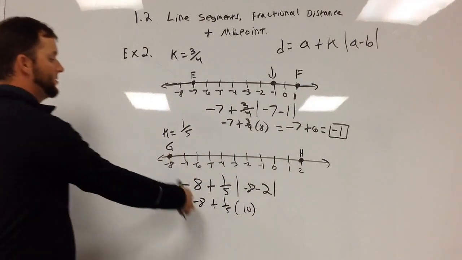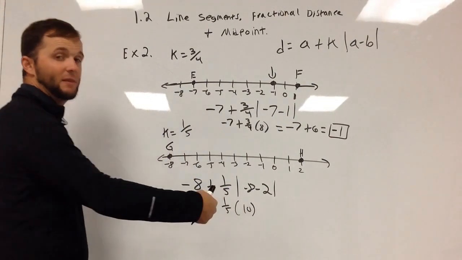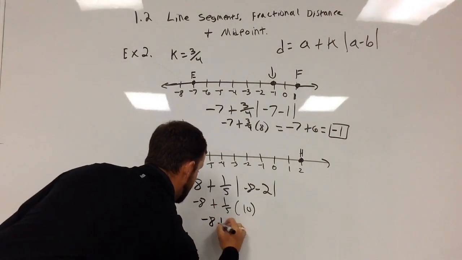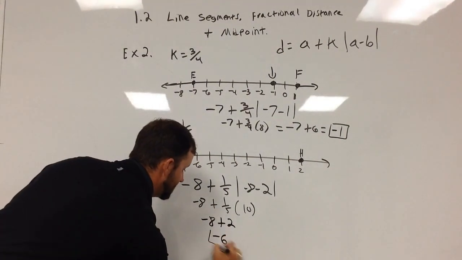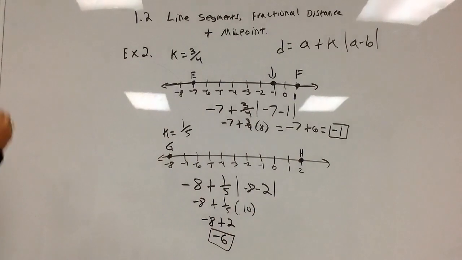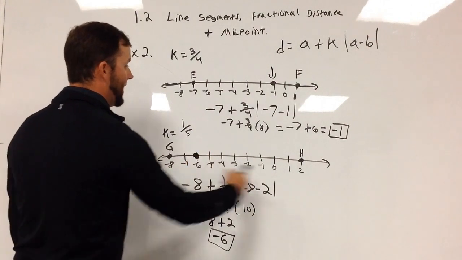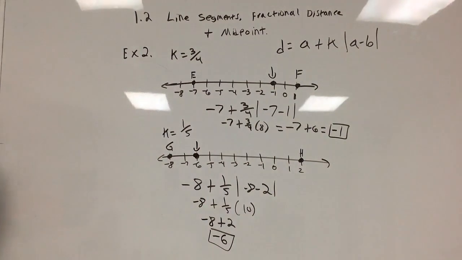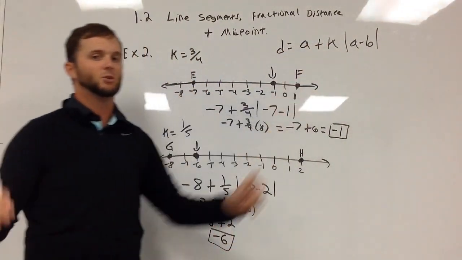So if I multiply these together, 10 divided by 5 would end up being 2. So I would get negative 8 plus 2. And negative 8 plus 2 is going to end up being negative 6. So right now, 1/5 of the way is going to be negative 6. So 1/5 the distance from negative 8 to 2 is going to end up being negative 6. And so ladies and gentlemen, all you have to do is take what you know, plug it into the formula, and then you got your work cut out for you.